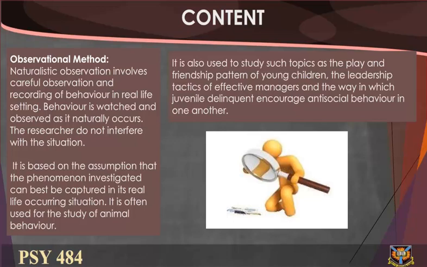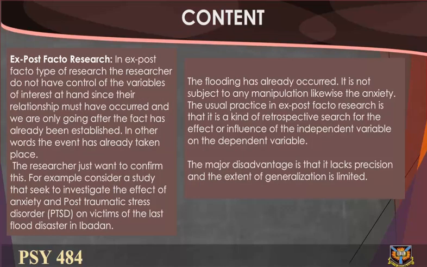It is also used to study such topics as the play and friendship patterns of young children, the leadership tactics of effective managers, and the way in which juvenile delinquents encourage antisocial behavior in one another. Ex post facto research. In ex post facto type of research, the researcher does not have control of the variables of interest at hand, since their relationship must have occurred, and we are only going after the fact that has already been established. In other words, the event has already taken place. The researcher just wants to confirm this.